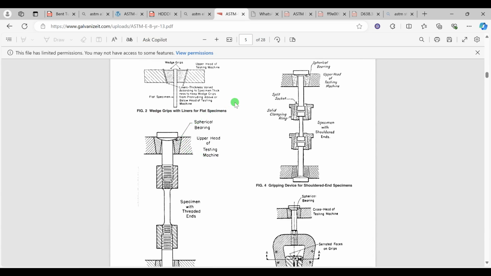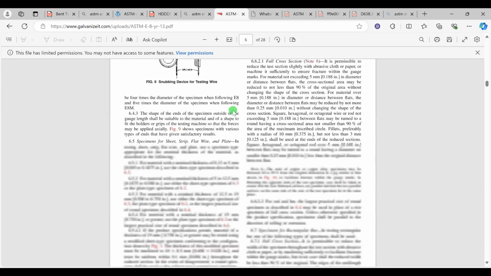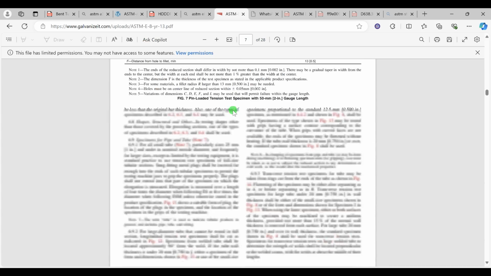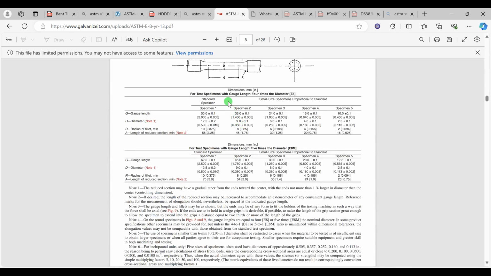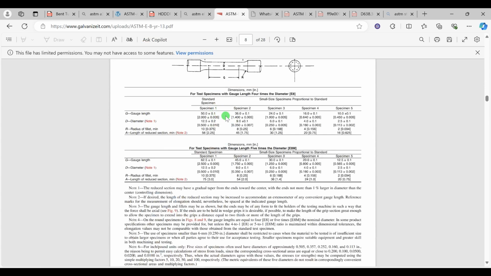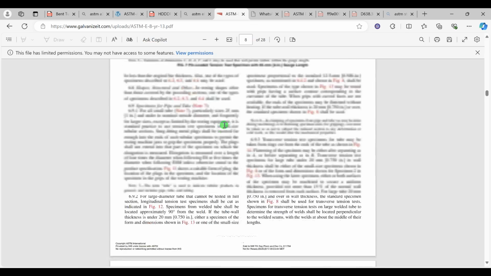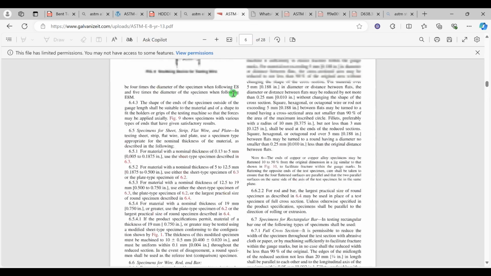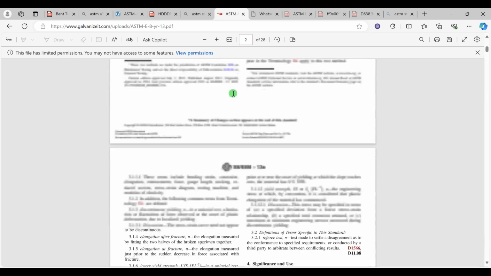And then here there is some explanation about the gripping method, and actually for a tube or some rod. Okay, let's go to another standard and another application.